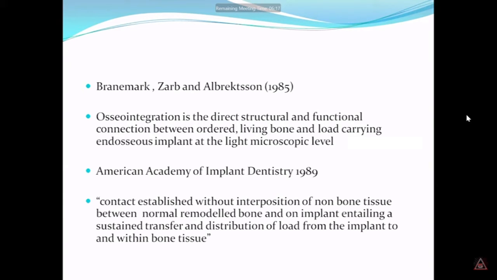So osseointegration is the direct structural and functional connection between ordered living bone and load-carrying endosseous implants at the light microscopic level. So write down this first definition. Osseointegration is the direct structural and functional connection between ordered living bone and load-carrying endosseous implants at the light microscopic level.